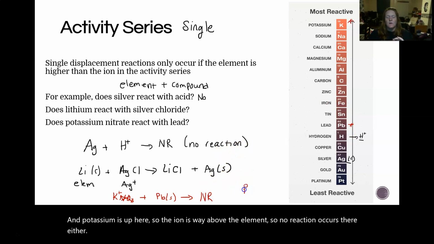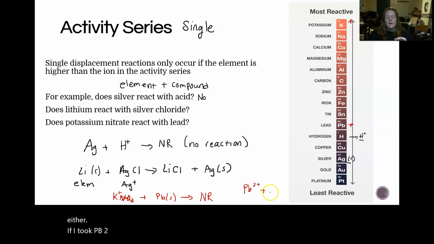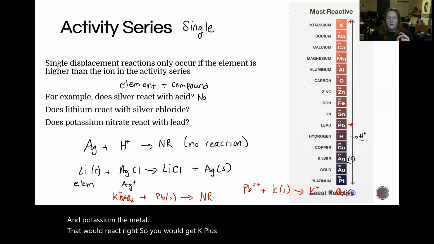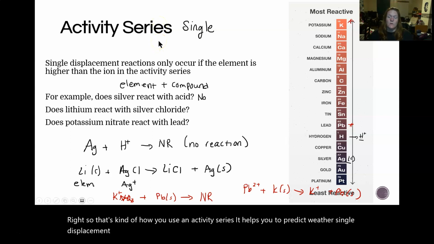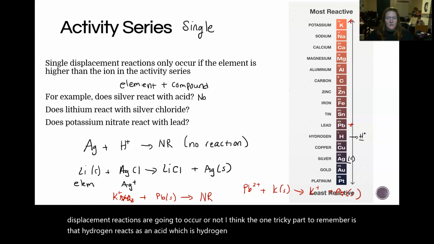If I took Pb2+ and potassium, the metal, that would react, right? So you would get K+ and Pb solid, right? So that's kind of how you use an activity series. It helps you to predict whether single displacement reactions are going to occur or not. I think the one tricky part to remember is that hydrogen reacts as an acid, which is hydrogen ion. Okay, it doesn't react as just H.